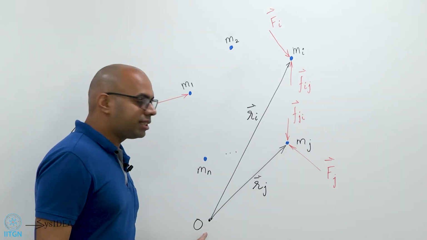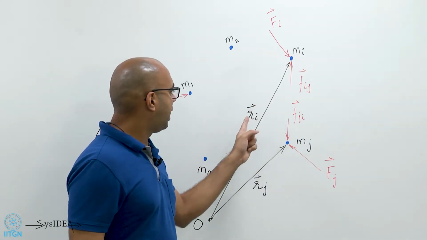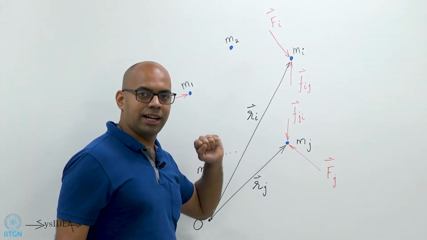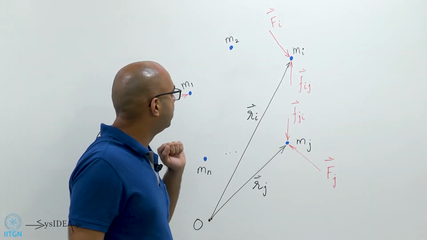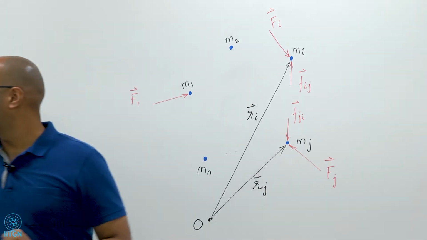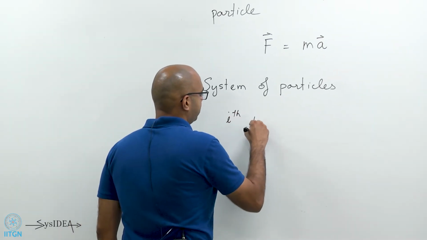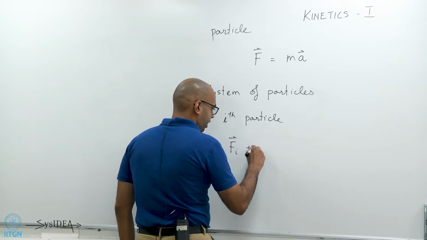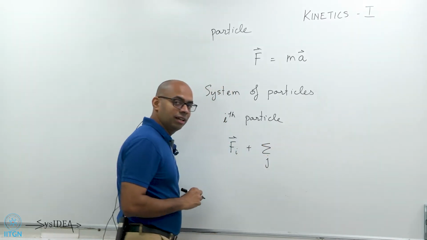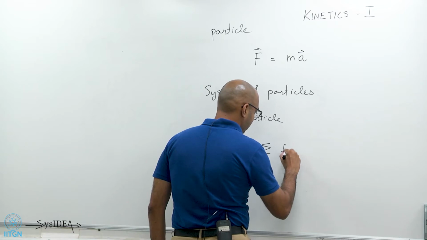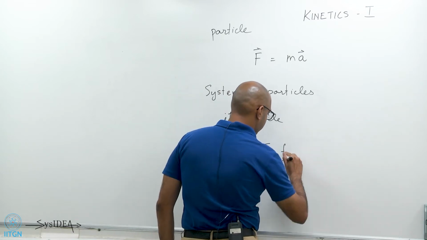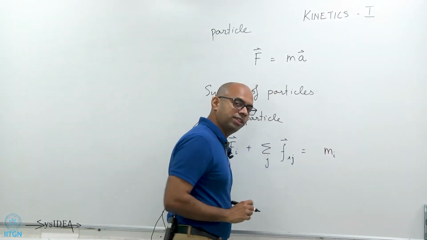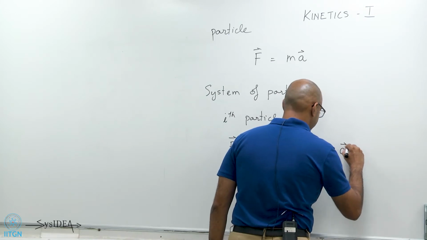Now let's imagine the origin is at O, the position vector of the ith particle is Ri, and the position vector of the jth particle is Rj. Here, let's write the same Newton's law for the ith particle. So, if we do that, for the ith particle we get Fi plus the sum over j of the other particles' Fij is equal to the mass of the ith particle times the acceleration of the ith particle.